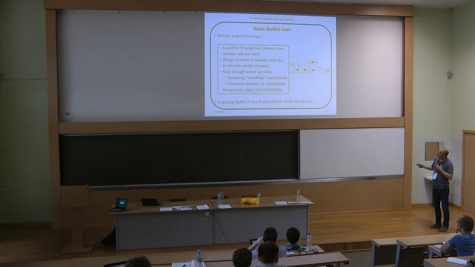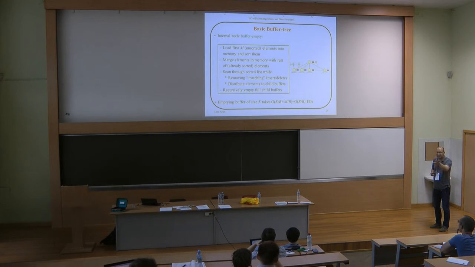Then I distribute them to the children here. That costs me x over b for every full block I put here, plus maybe one non-full block for each of these children. But there's m over b of them, so it costs me x over b plus m over b. Since I only do this if the buffer is full, namely that it contains more than m elements, this is x over b. So this really means that if there's x elements in this buffer, I spend 1 over b IOs on each of them to push them one level down.